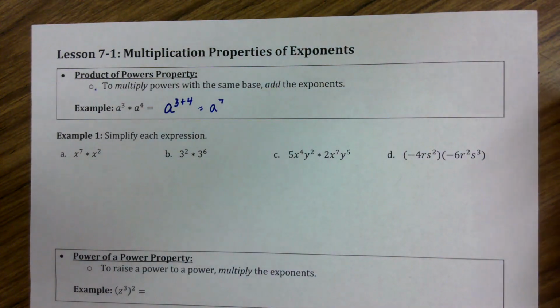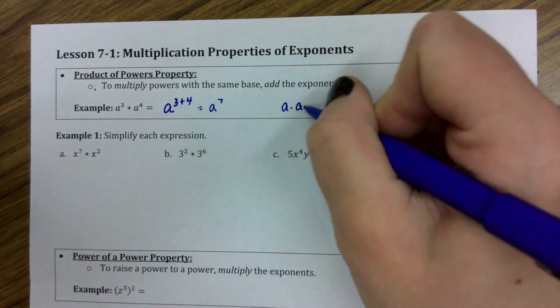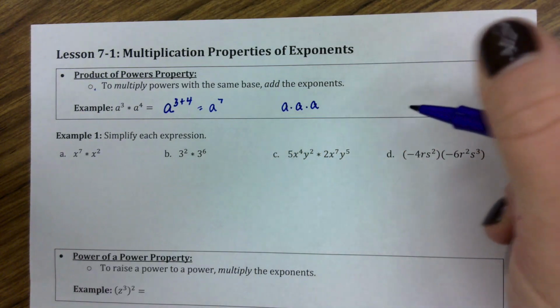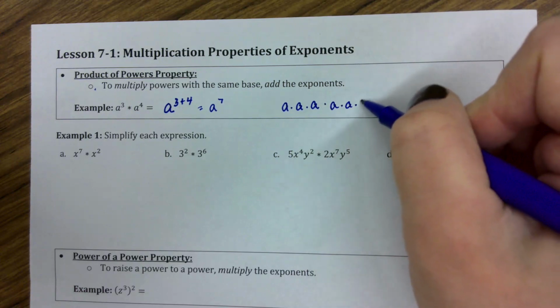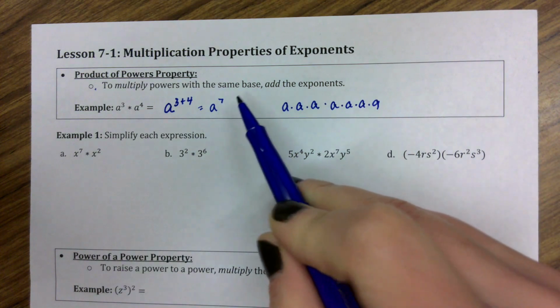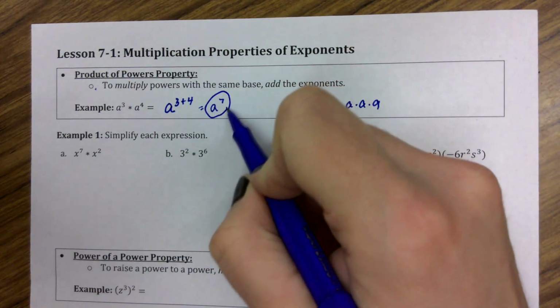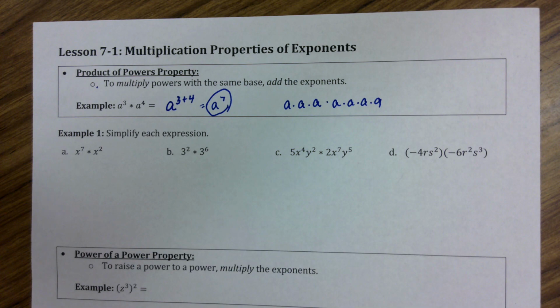If that doesn't make sense, we can expand the a cubed to a times a times a. Then we're multiplying again by a to the 4th, which is 4 a's. We see here that that is 7 a's. Okay, so this would be your final answer. So example 1 asks you to simplify each expression. I ask you to pause the video, give it your best shot, and then see what I do.